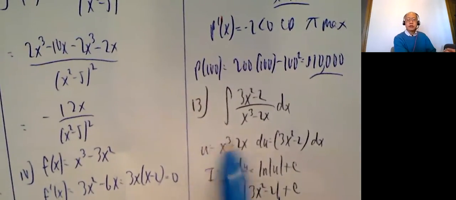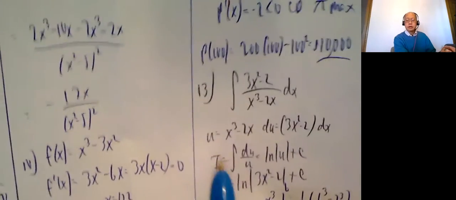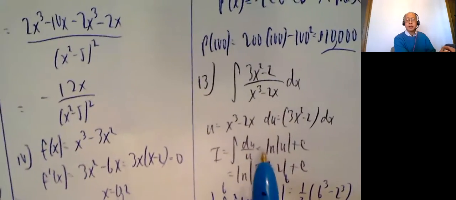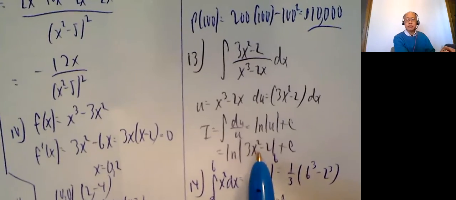Number 13, let u equal x cubed minus 2x. Du is 3x squared minus 2 dx. So the integral is du over u. That's natural log of absolute value of u plus c, or ln absolute value of x cubed minus 2x plus c.